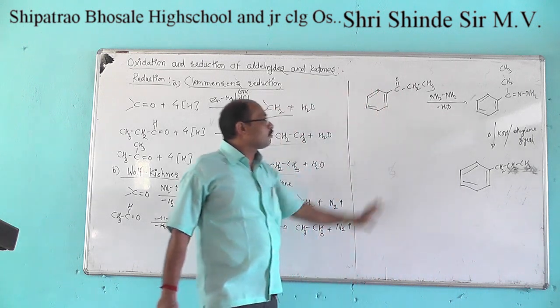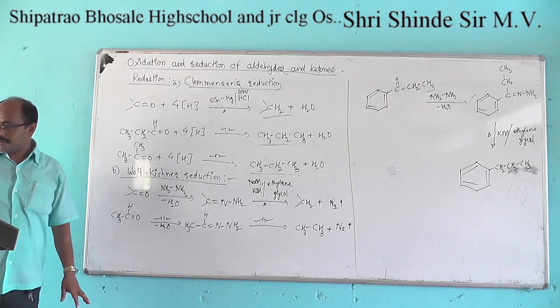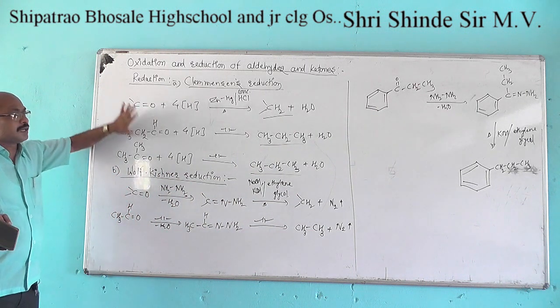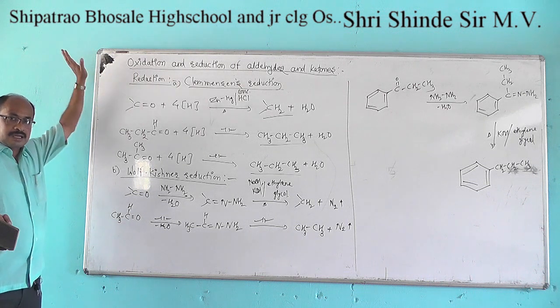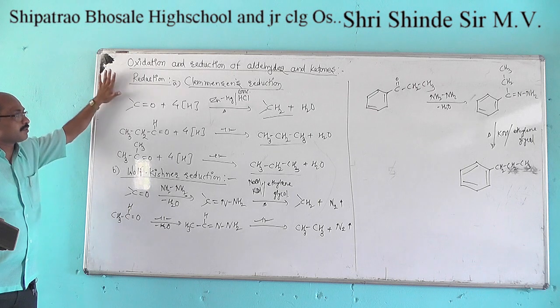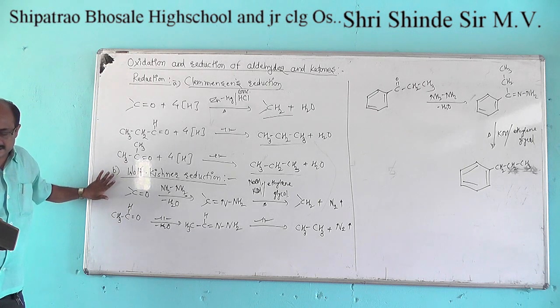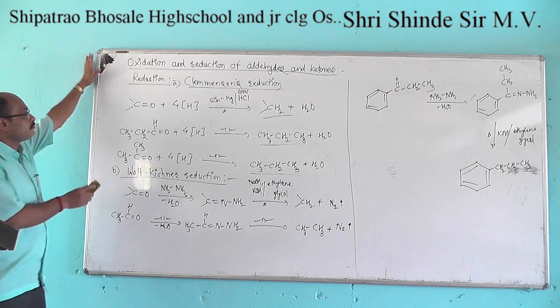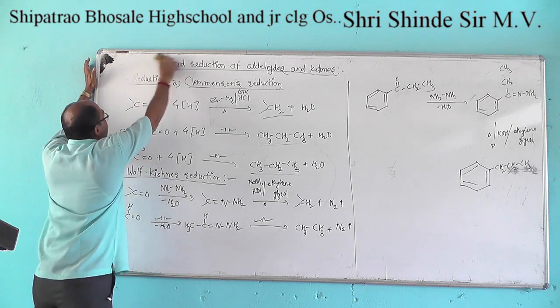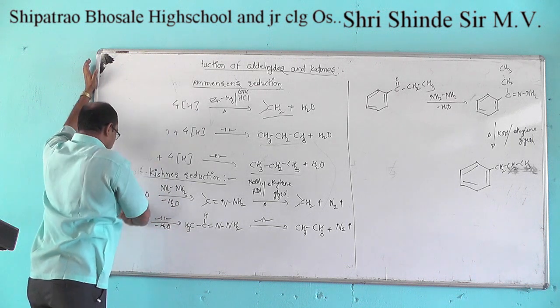So this one is the Wolff-Kishner reduction reaction, which is useful for the formation of corresponding hydrocarbons from aldehydes as well as ketones. First one is Clemmensen reduction, second is Wolff-Kishner reduction reaction. Now, the next reaction, which is electrophilic substitution reactions.